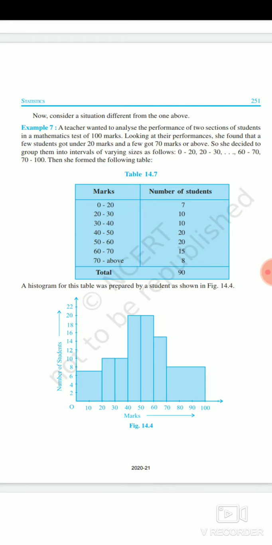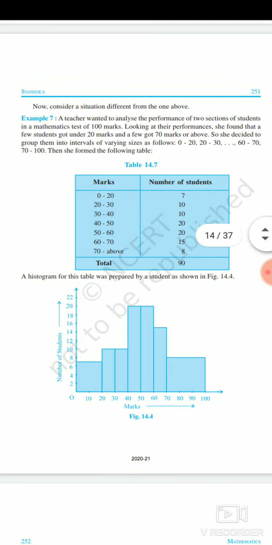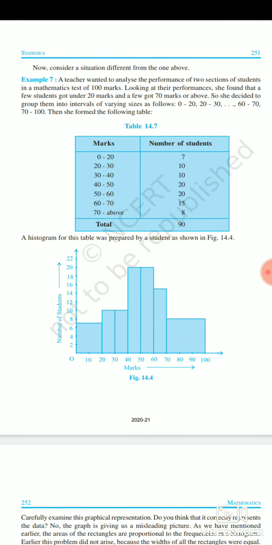A teacher wanted to analyze the performance of two sections of students in a mathematics test of 100 marks. For that, just listen: 0 to 20, 20 to 30, 30 to 40, up to 70 and above. From 0 to 20, 7 students; 20 to 30, 10 students, like that. Now usually the start is 0, so there is no need for the histogram symbol. Start from 0 to 20, 0, 10, 20, 30, 40 like that.